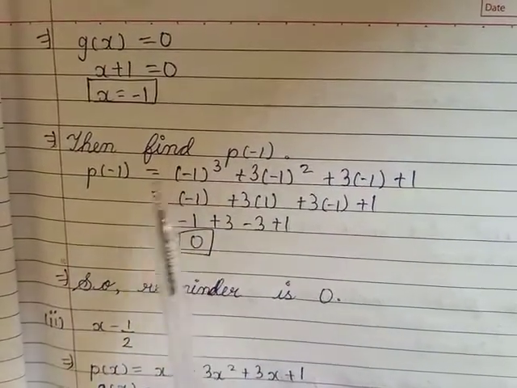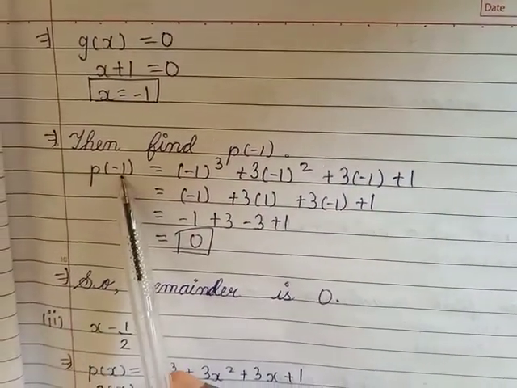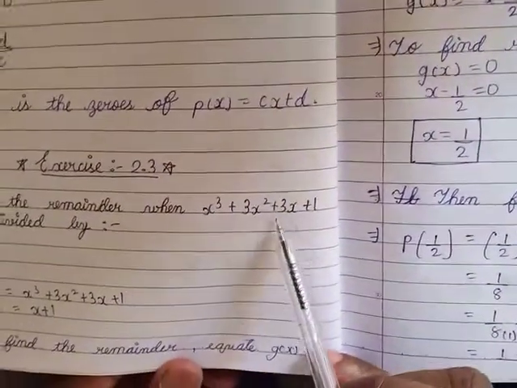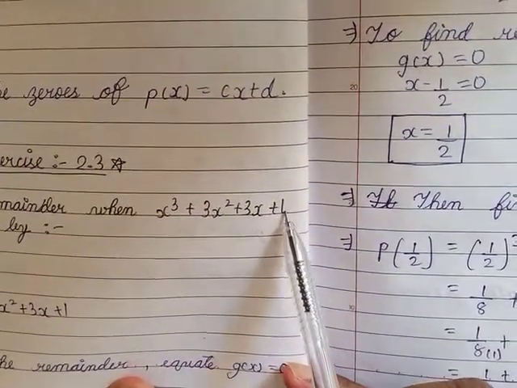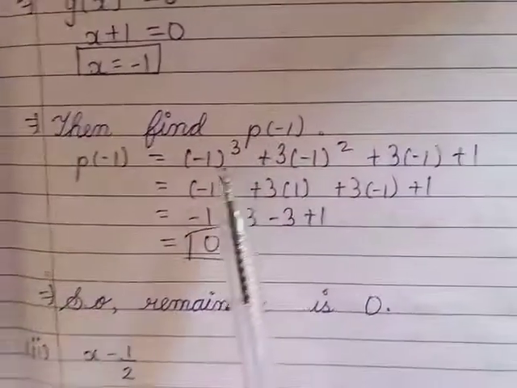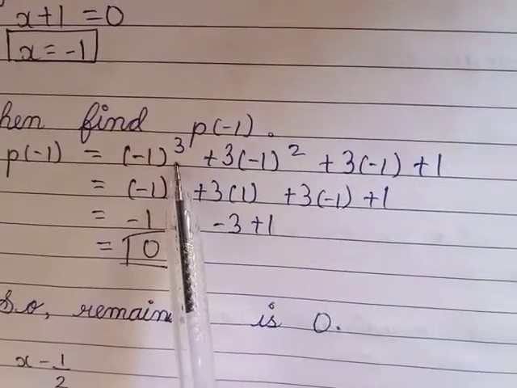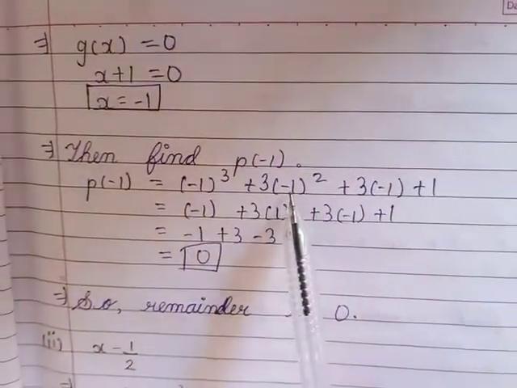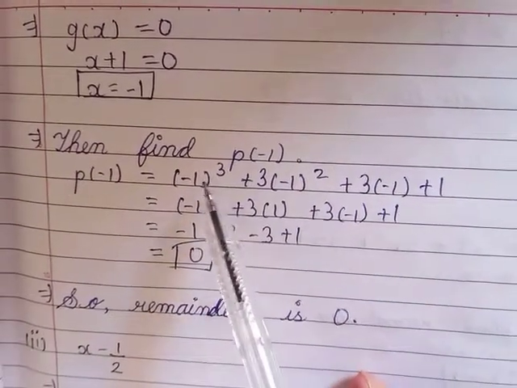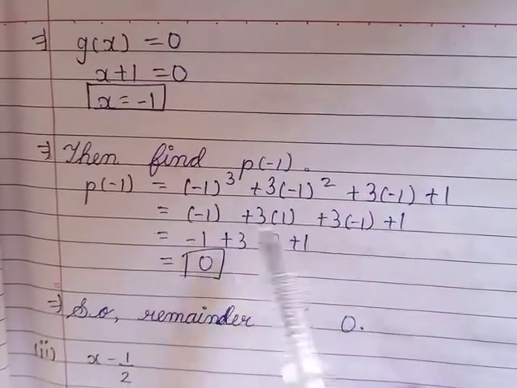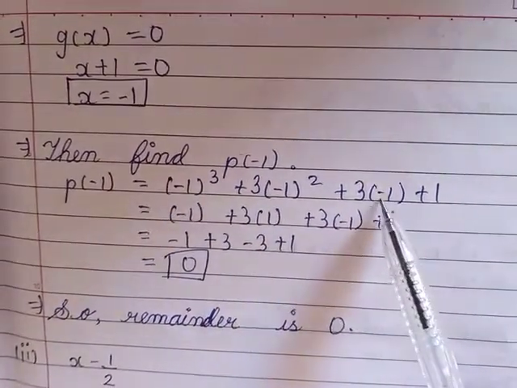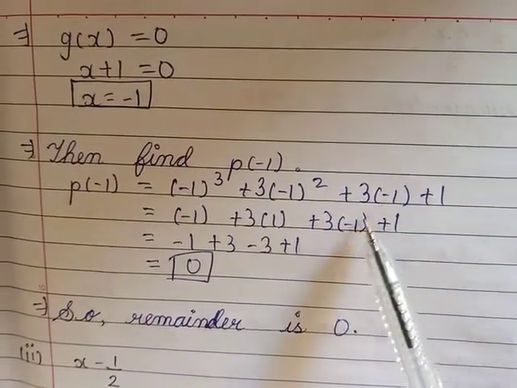Now find p of minus 1. What is given as p? x cube plus 3x square plus 3x plus 1. In place of x, you have to write minus 1. So p of minus 1 is equal to minus 1 cube plus 3 into minus 1 square plus 3 into minus 1 plus 1. The cube of minus is minus. The square of minus is plus. And minus 1 is minus 1.